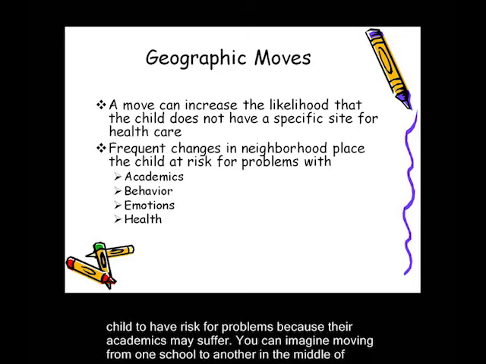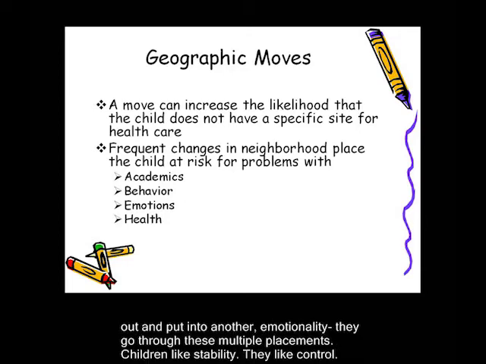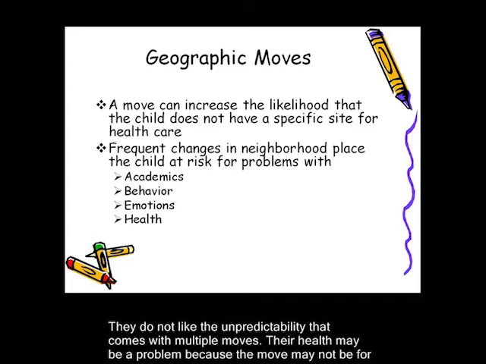You can imagine moving from one school to another in the middle of the year, missing out on academic instruction. Behaviors may change. A child who is stable in one environment is ripped out and put into another. Emotionality, they go through these multiple placements. Children like stability. They like control. They do not like the unpredictability that comes with multiple moves.